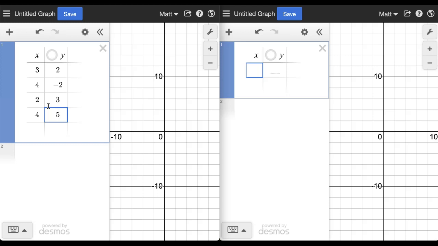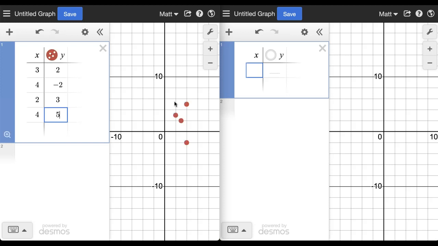And definition of a function is any relation where your x values are paired with exactly one y value. Okay, so x values can only and exactly be paired with one y value. So in this case, we have the same x value of 4 being paired with two different y values. This is already disqualified as a function. Okay, so it's not a function.